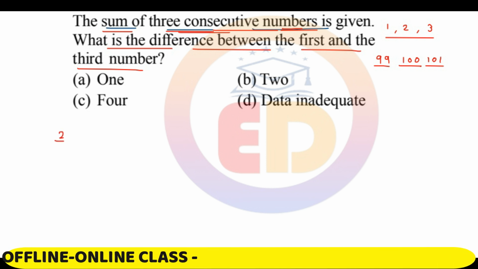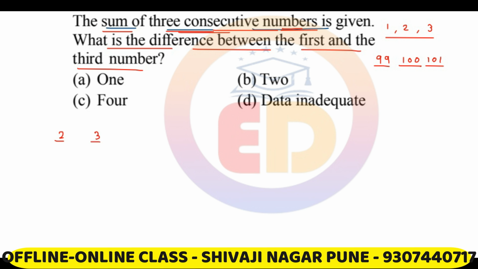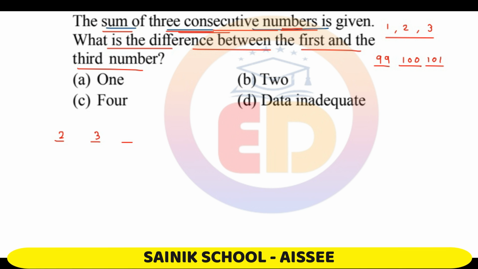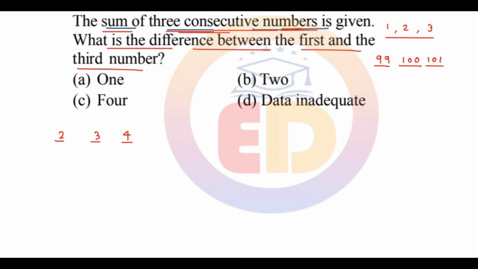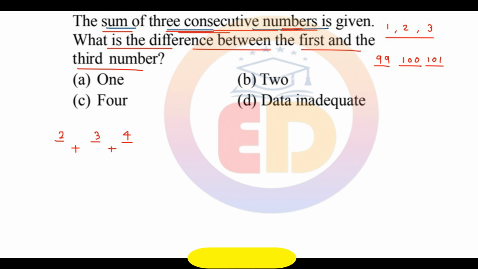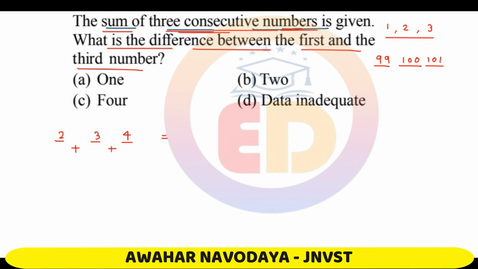The number after 2 will be the next consecutive number, which is 3. And the next consecutive number after 3 will be 4. Their sum will be 2 plus 3 plus 4, which is 9.